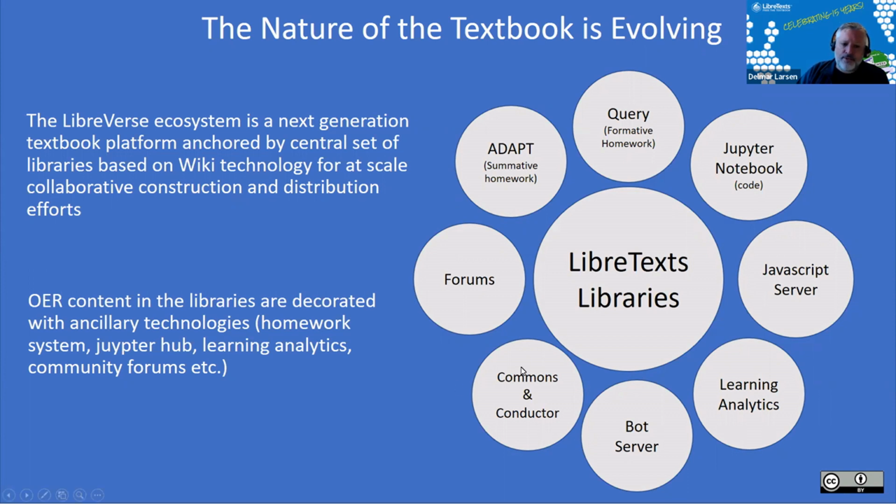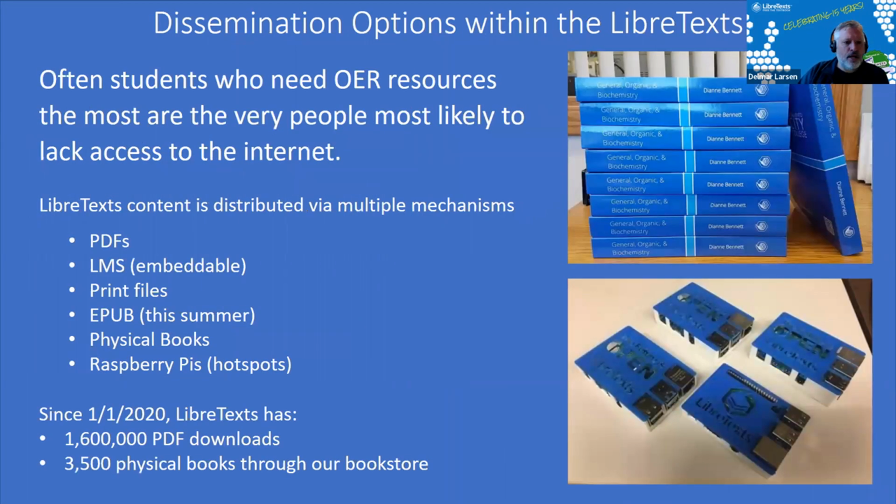A Commons Conductor technology, which is used as a project management tool and a cataloging system, especially for our consortium members, forums, and for communications. And we have a bot server, which is designed to do large-scale curation efforts across all our sites, because when we have 500,000 pages of content, manual curation of the content can be a very daunting process. So getting back to distribution.